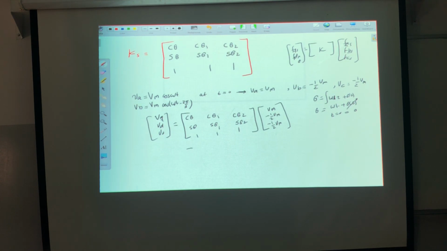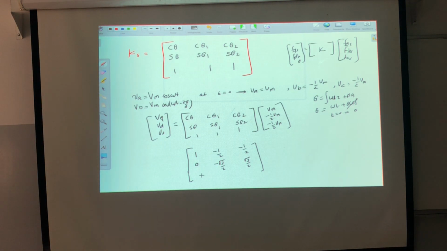Cosine of the 0 is what? 1. Cosine of the minus 2 pi over 3? Minus 1 over 2. Minus 1 over 2. Yeah? The sine? 0. The sine? Minus root 3 over 2. And? Plus root 3 over 2. Yes. And at the end of the day, I don't care about the last one. Let's assume it's 1 and 1 and 1.